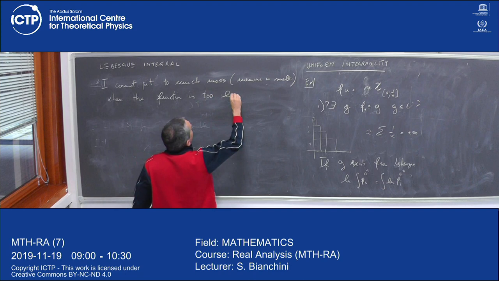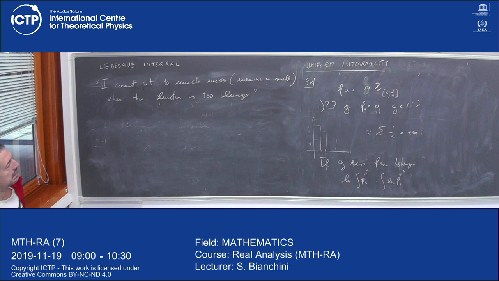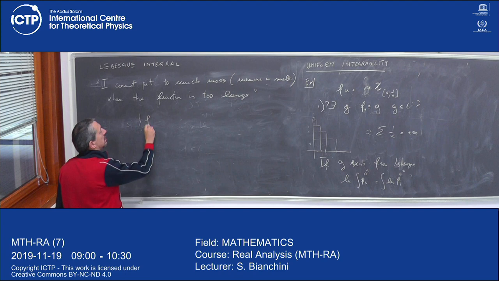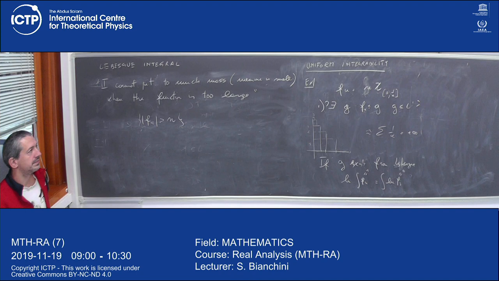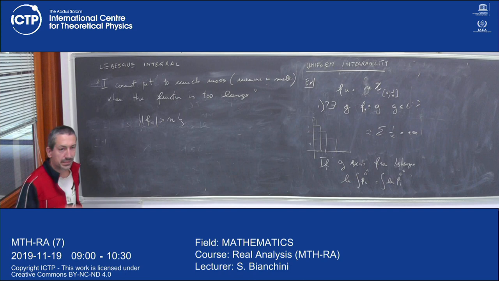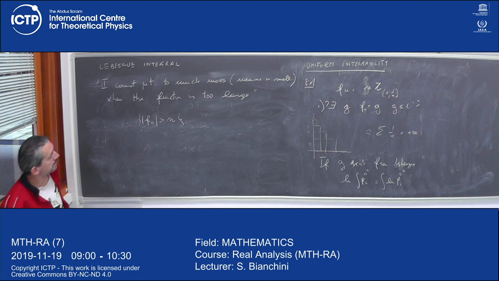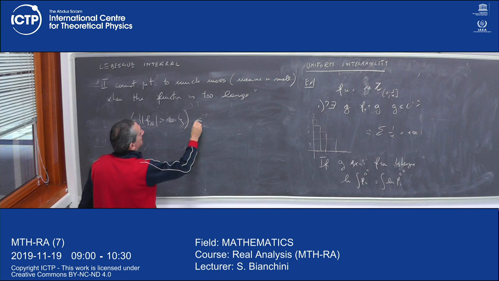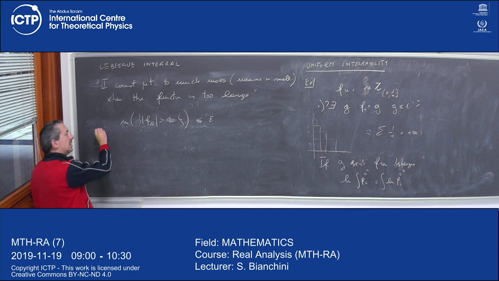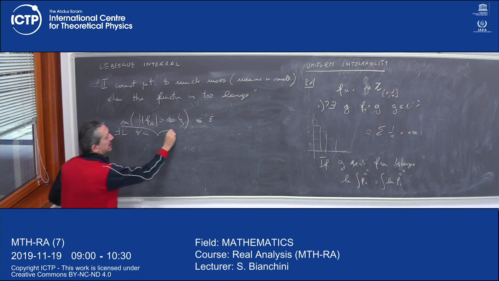You change the measure? Okay, let's start with the set where the function is too large: f larger than some L. But why do you want to change the measure? Turn it to be bounded. So I would say something like the measure of the set where fn is larger than L is less than or equal to epsilon. So now make it uniform: for all epsilon, there exists an L such that for all n. This is uniform integrability.